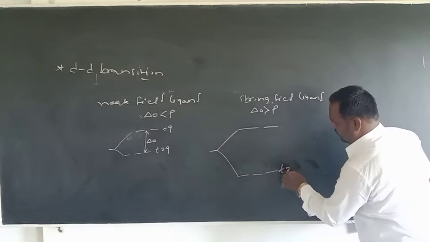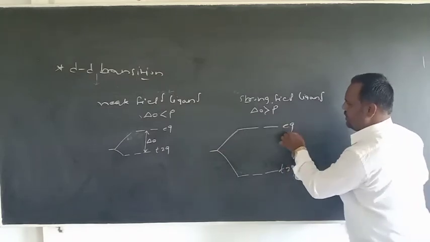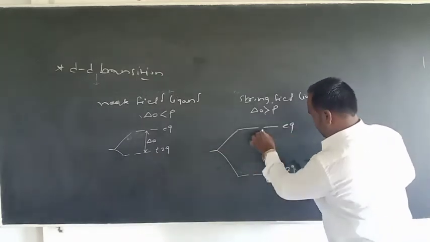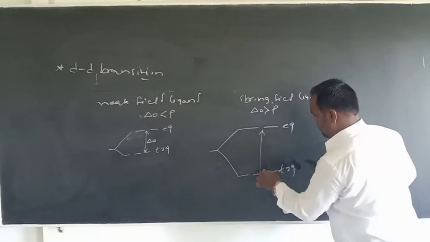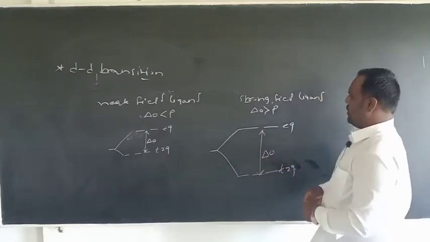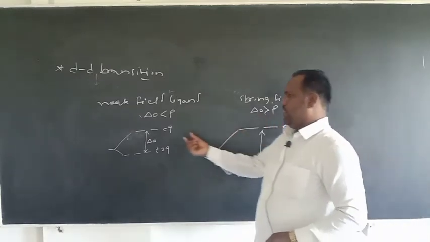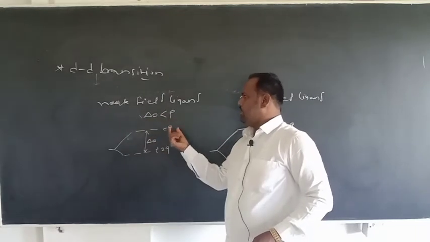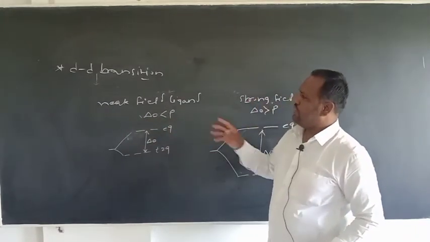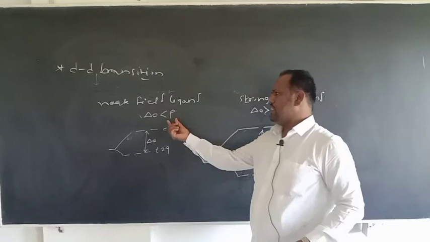This is your T2G and this is your EG. So there is a large difference. Delta octahedron is greater than pairing energy. So this is the energy difference. What is its pairing energy? So if we consider a weak field ligand, what is its pairing energy?